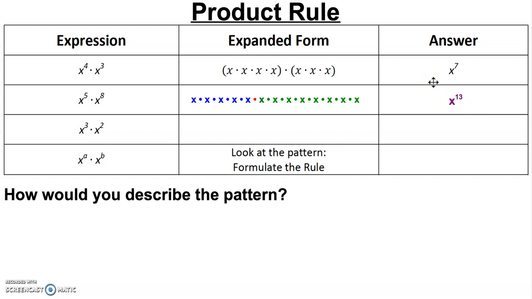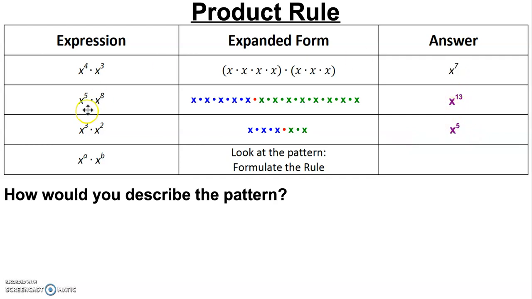But as you can see, as those powers start to get larger and larger, it becomes really cumbersome to have to write out x times x times x that many times. So it's really going to be helpful if we can notice a pattern in what we're doing here with those exponents. So maybe let's look at the next one, x cubed times x squared. Well, if I write that out, I have x times x times x times x times x, and we can see that that's really x to the 5th.